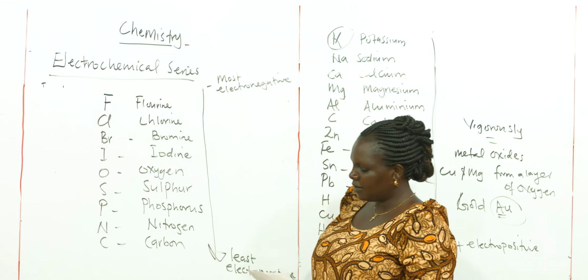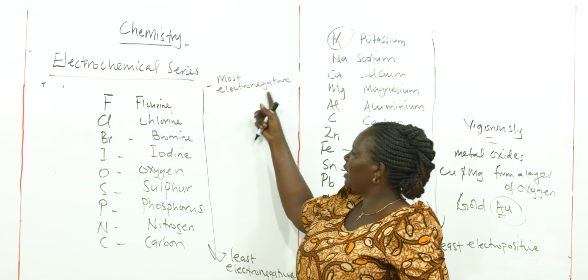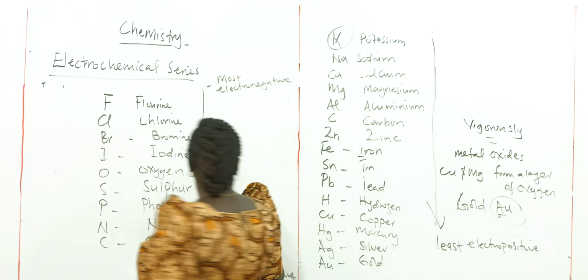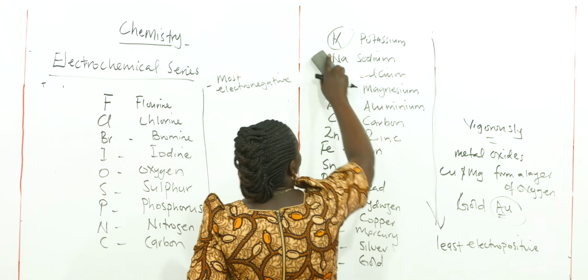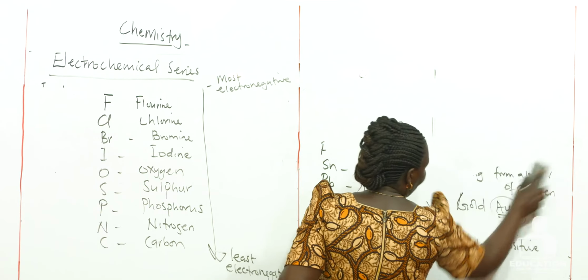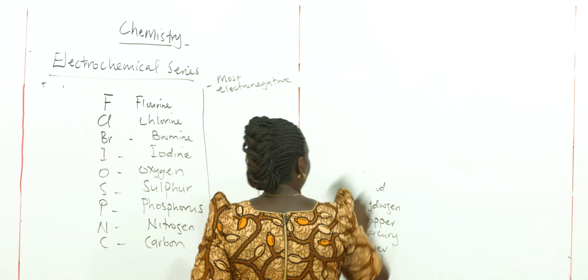So those elements which readily accept electrons are most electronegative and they are the most reactive. And those that do not easily accept electrons are least electronegative and they are least reactive.